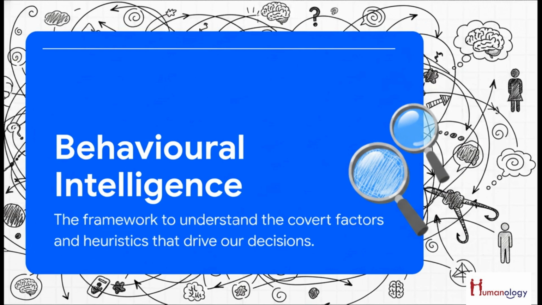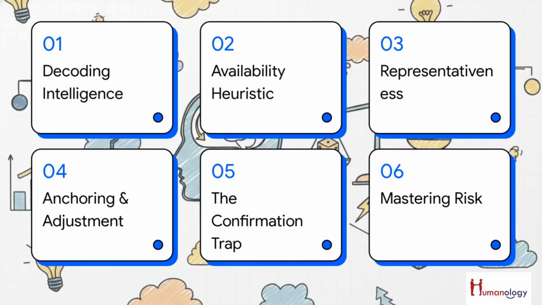Okay, to really get a grip on these forces, we need to define our terms a bit. Behavioral intelligence is basically the foundational framework for understanding the covert heuristics, or mental shortcuts, that drive our decisions. Think of it as the academic lens that explains why we sometimes act completely irrationally when faced with uncertainty. When we talk about your individual risk attitude, we're literally talking about your unique threshold for stepping into the unknown. But that threshold isn't static, it's constantly being warped. So this module is entirely dedicated to uncovering these mental shortcuts so we can finally see the invisible strings pulling at our risk attitudes.